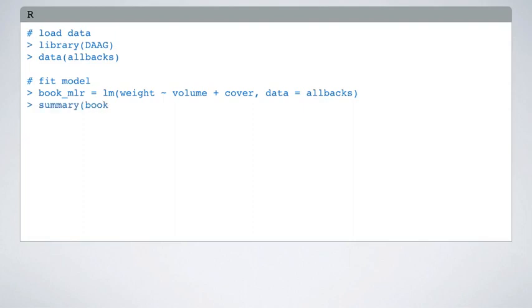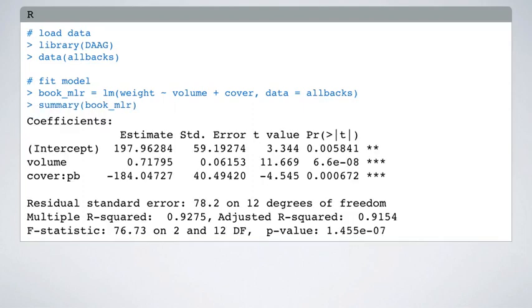The summary output for a multiple linear regression model looks a lot like the summary output for a simple linear regression model, that is a linear regression model with a single predictor, except we have more estimates here because we have more variables for which we're estimating a slope. We can see our estimate for the intercept, 197.96, as well as our estimates for the slope of the volume and the cover variables. We can also see that one of the levels of the cover variable is noted on the regression output, and remember that the one that is noted on the regression output is the non-reference level, which means that the hardcover books must be the reference level.